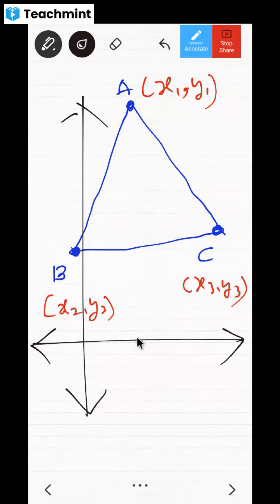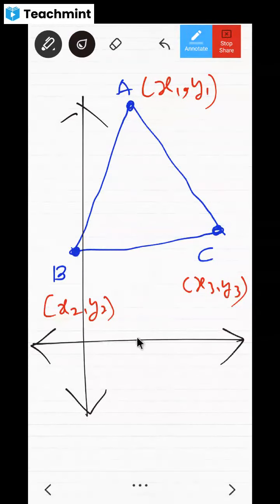Shall we start to do some questions? Okay. So let us take a question. Please do this. A triangle is formed by vertices with coordinates.